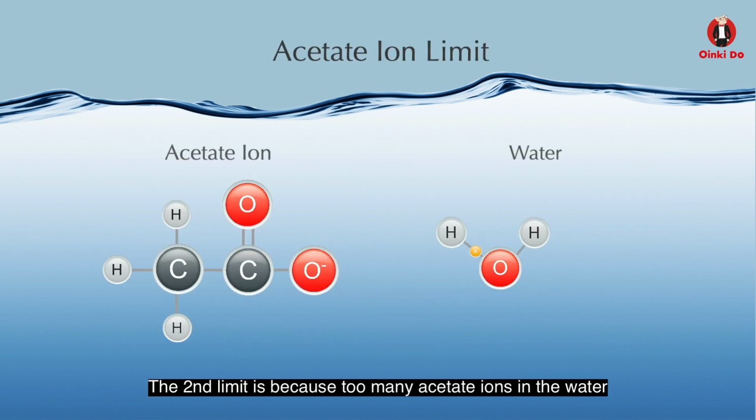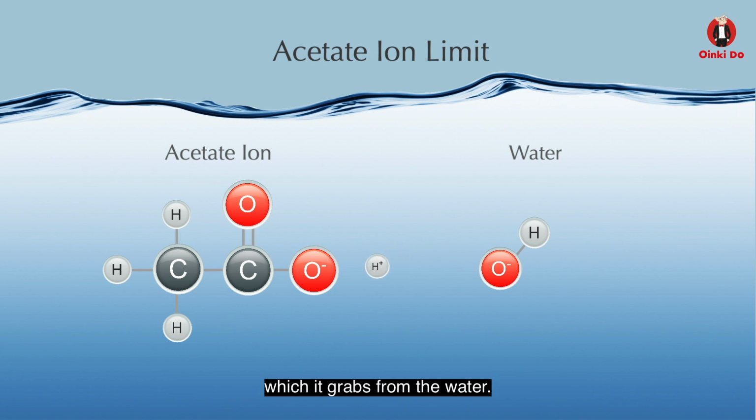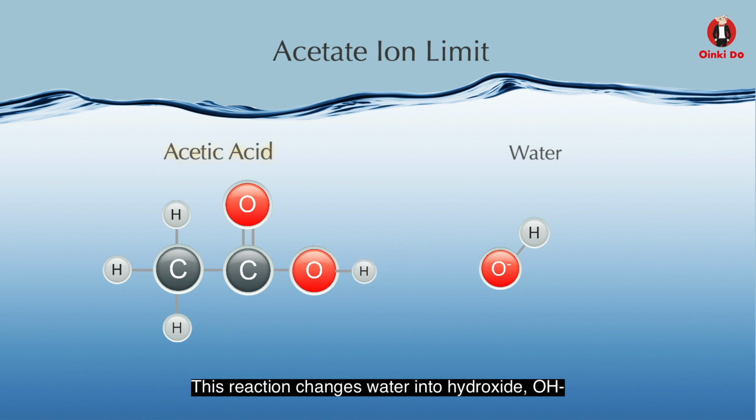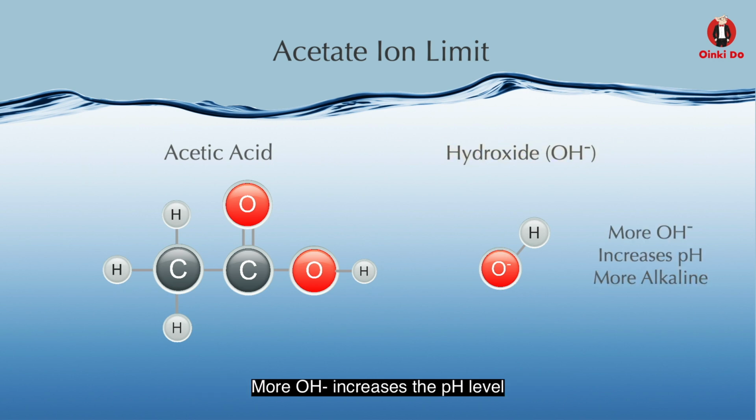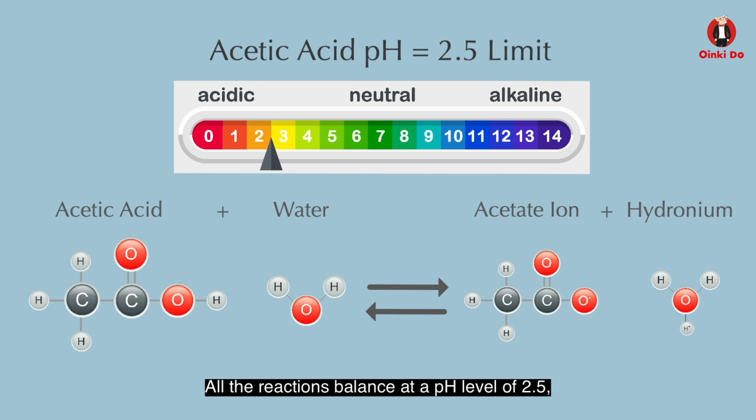The second limit is because too many acetate ions in the water will cause some of them to want a hydrogen ion back, which it grabs from the water. This reaction changes water into hydroxide OH-. More OH- increases the pH level to make it more alkaline. All the reactions balance at a pH level of 2.5, so that is the acid level limit of acetic acid.